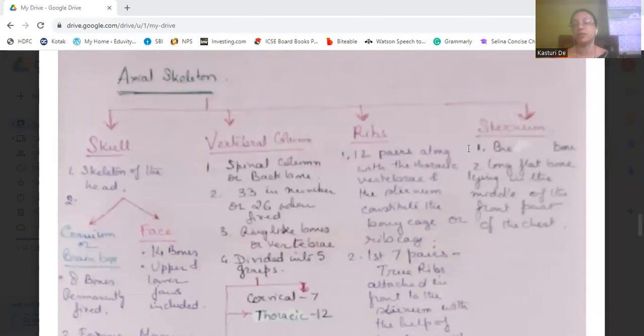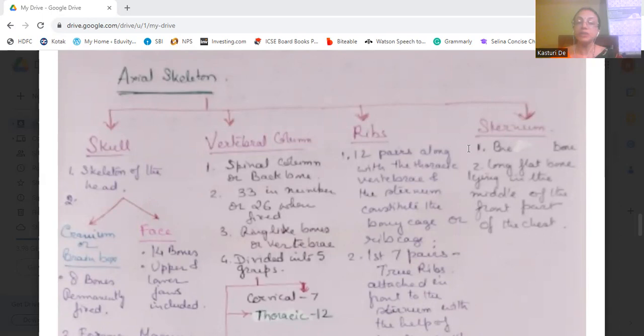When fixed, that is when we find the coccyx region and sacrum region, those bones are fused. That makes 33 into 26 in number. Now, these vertebrae are ring-like bones which are known as vertebra. The vertebral column consists of vertebrae. Each bone of the vertebral column is known as a vertebra. They are ring-like bones and they are divided into 5 groups.